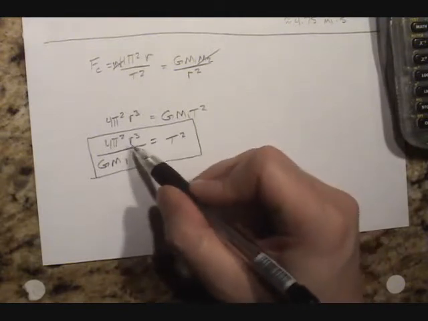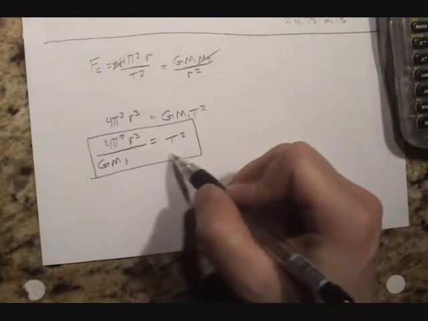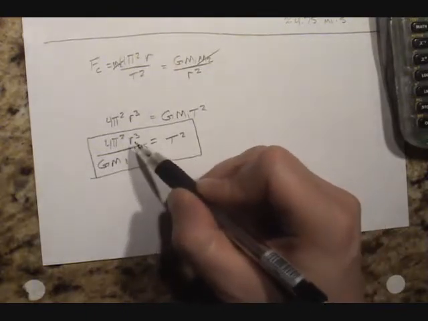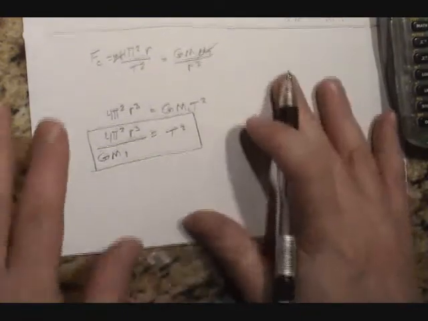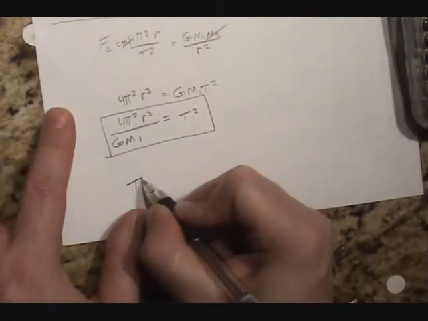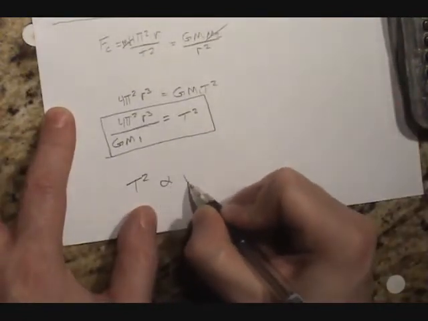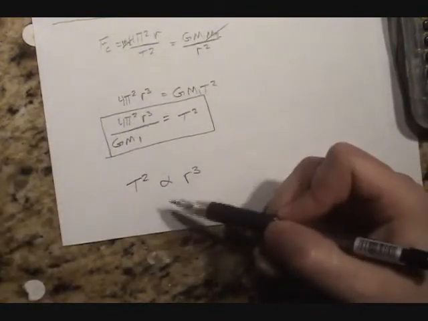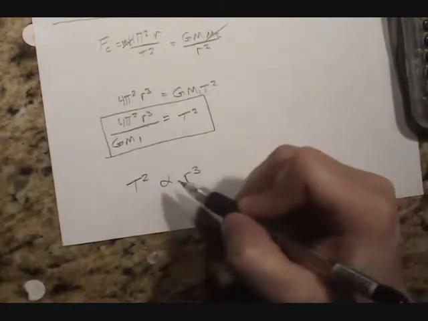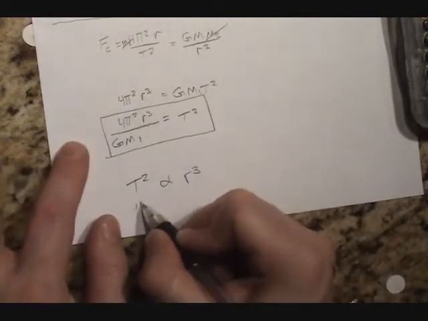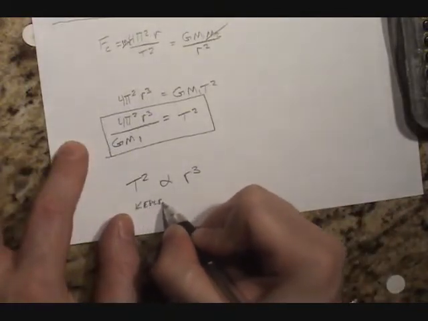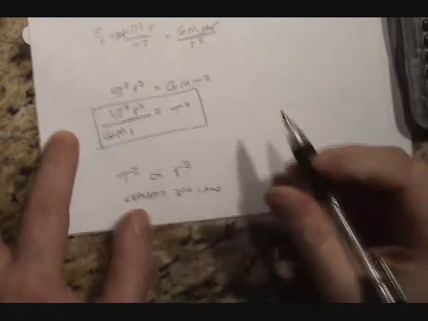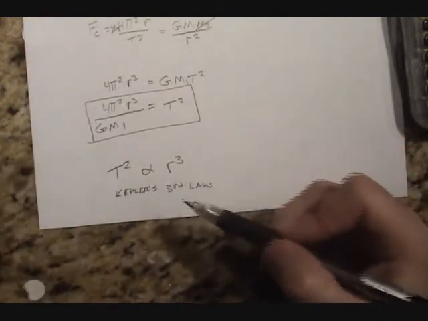Now you would never expect, this is one of the most complex relationships we've ever seen. The square of the period is proportional to the cube of the radius. So let's write that down. T squared is proportional to r cubed. Now that's a fairly complex relationship. And this law is known as Kepler's Third Law.